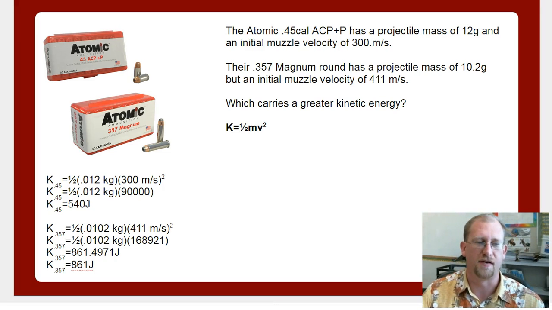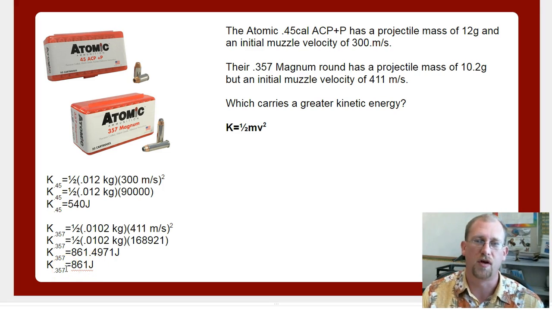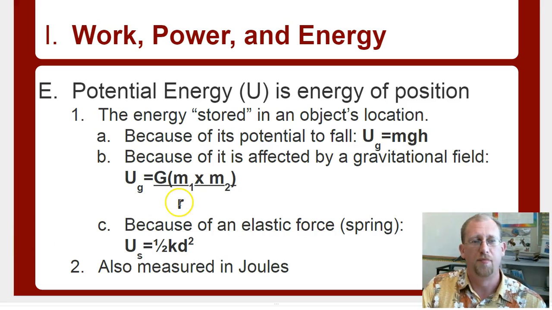Compare that to the .357. Which one is more? The kinetic energy of the .357, 1/2 times the mass times the square of the velocity. Less mass, traveling faster. Square that number, multiply across, correct for significant digits, 861 joules. So even though the .357 is a smaller round, it carries more kinetic energy, and that would be the gun that you would want to have to defend your family. There you go, little home defense tips along with your physics there. That's for free.